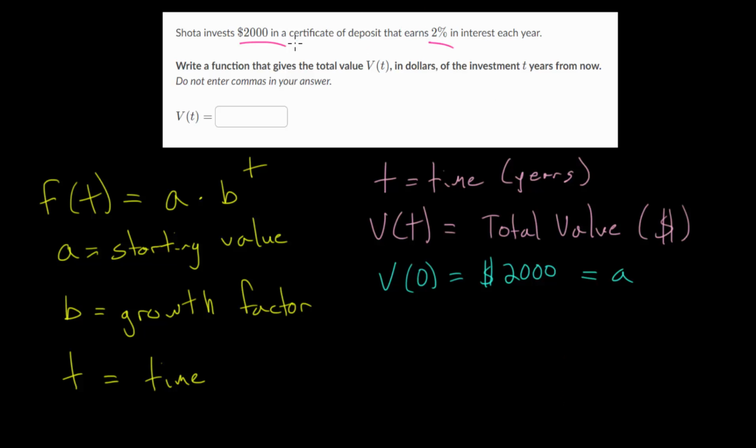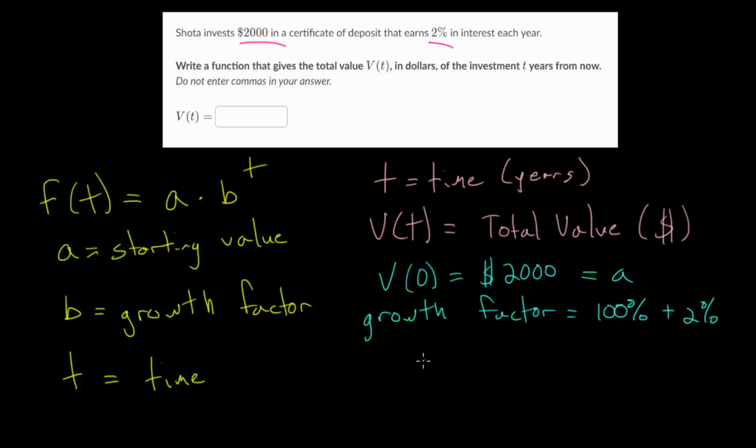Now, this certificate of deposit, this CD, is going to earn 2% in interest each year. So every year, it's first going to give 100% of whatever we currently have, and then add 2% on top of that. So our growth factor will be 100% plus 2%. We have to get the original amount back, and then we're going to add on top of that.